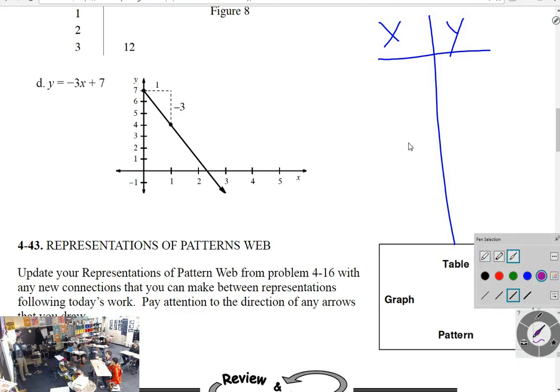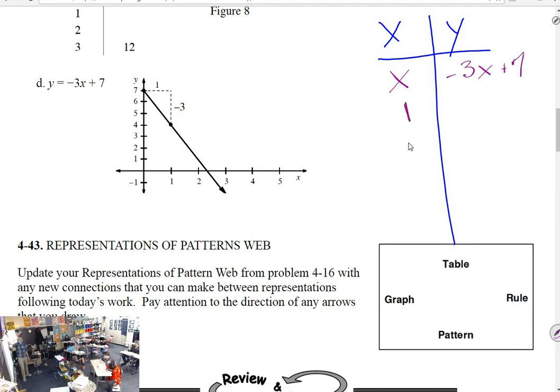Alright, it tells me the rule. For any x, I can find my y with negative 3x plus 7. So if my x is 1, I could plug in a 1 here. Negative 3 times 1 is negative 3. Plus 7 makes 4. I can check it on my graph. I know that to be true. I could also have started at 0, and my graph shows me this very easily. How many y do I have when my x is 0? 7. Now I really wish that I had put 0 above the 1.